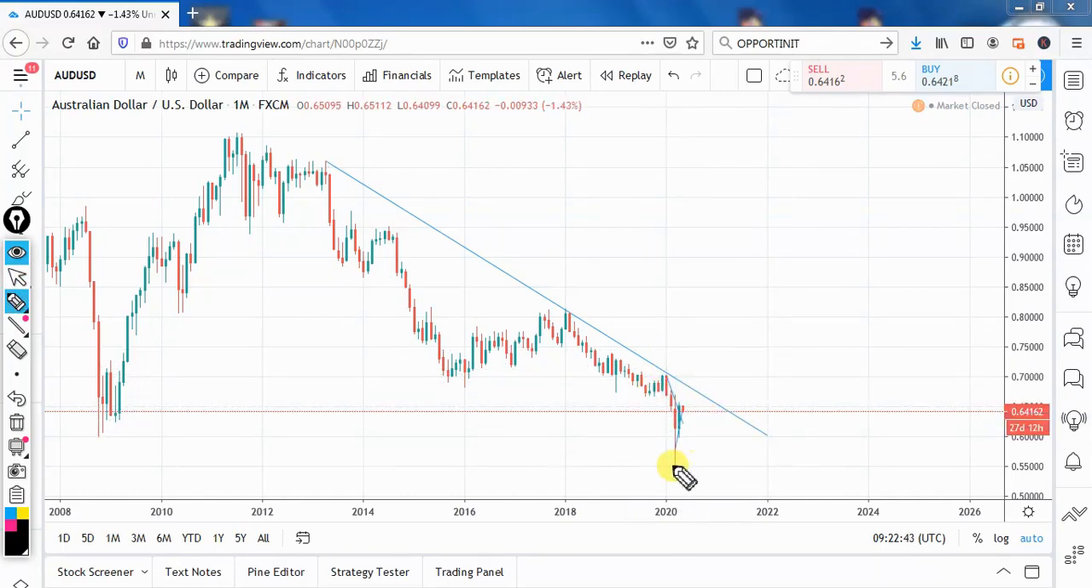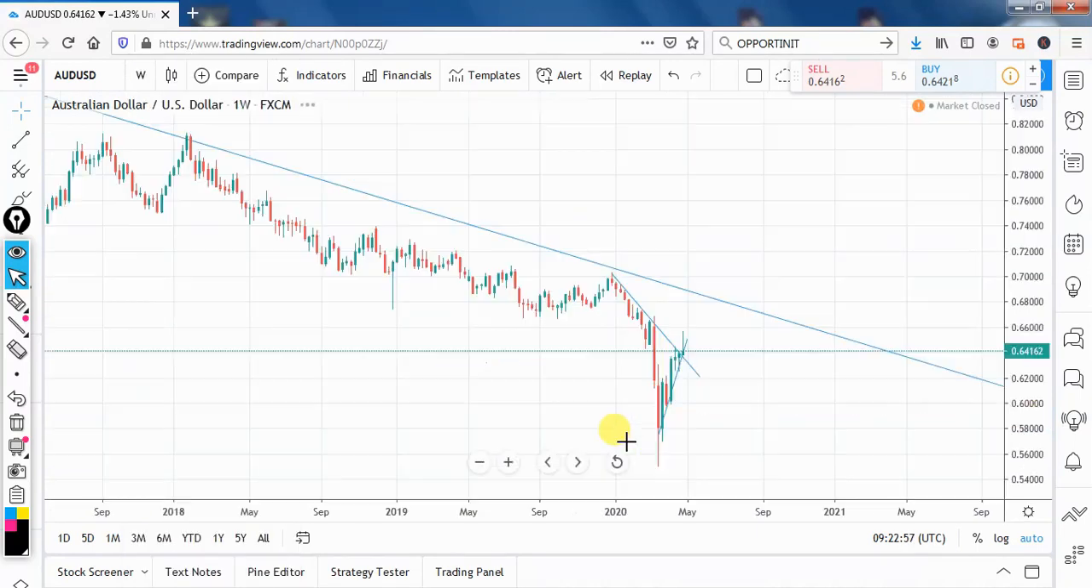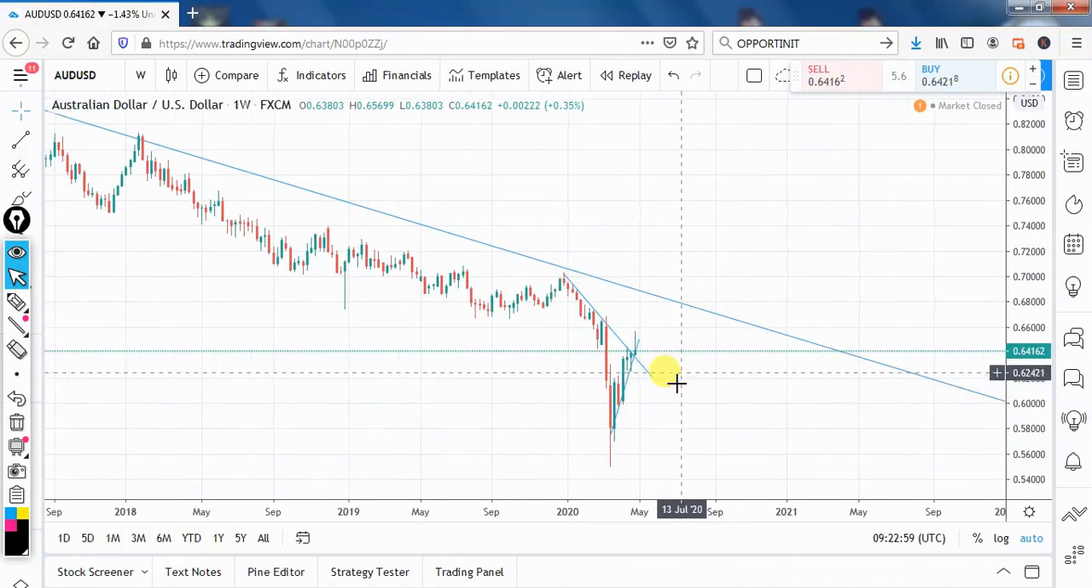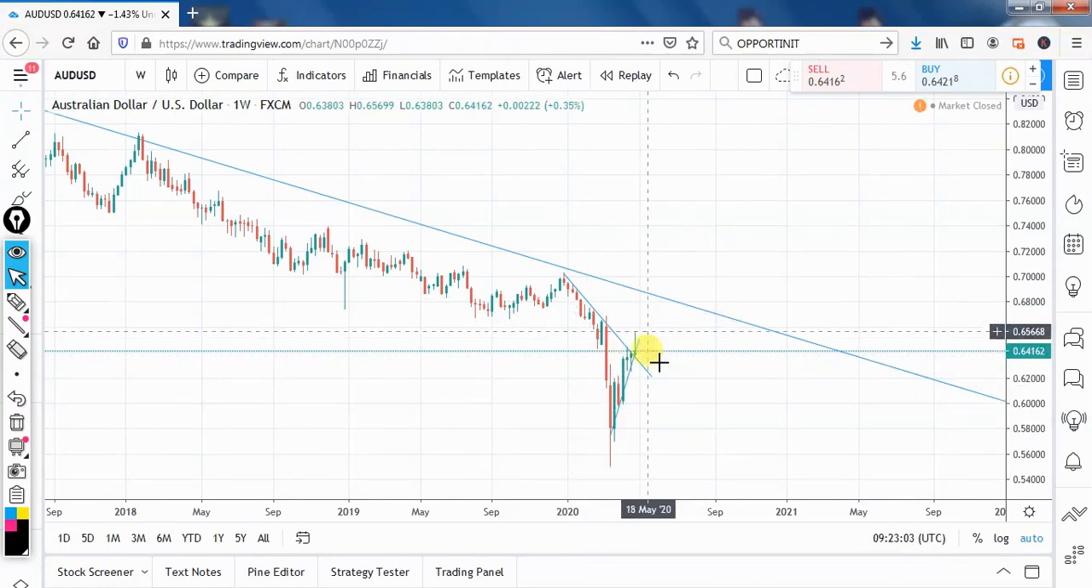The price made this nice spike low down here and then immediately retraced back up and regained most of what it has lost in here. So we need to drill down to the shorter time frames to have a clearer and clearer view. The price is heading towards the upside as far as the weekly time frame goes.